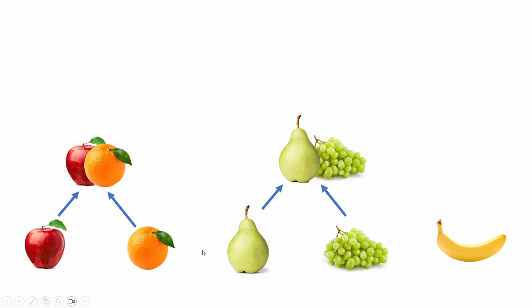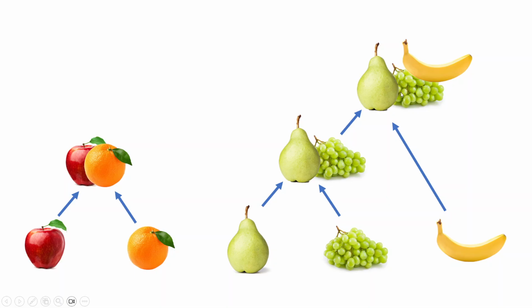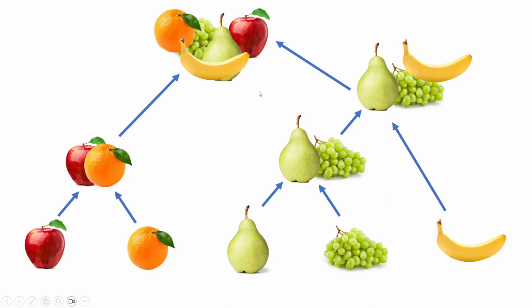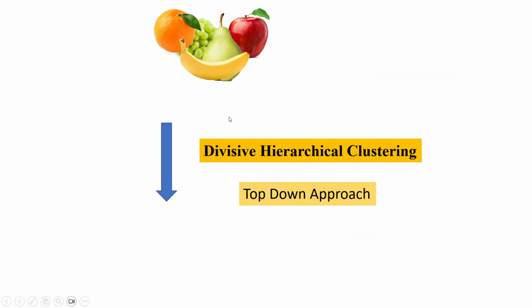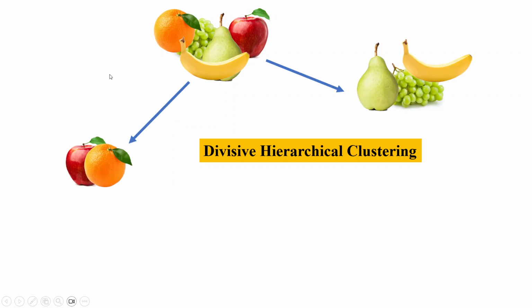You can see first cluster has been formed. So this is on the basis of shape, this is on the basis of color. So we are moving bottom up. Again, you can see the banana has been merged into this cluster. And finally, all of them get merged into one cluster, which is known as fruits. Now, what will happen in the divisive hierarchical clustering? We start from top, and this is known as a top-down approach.